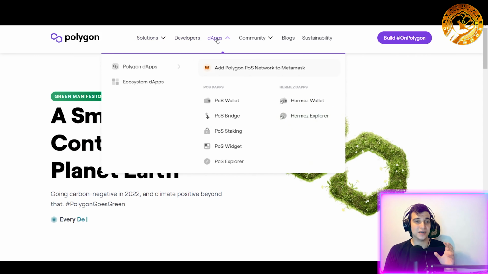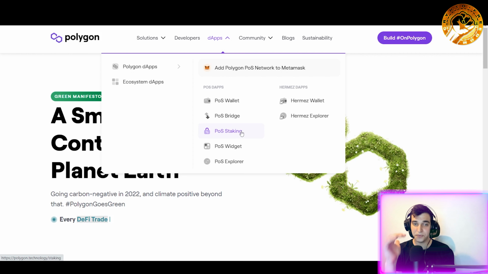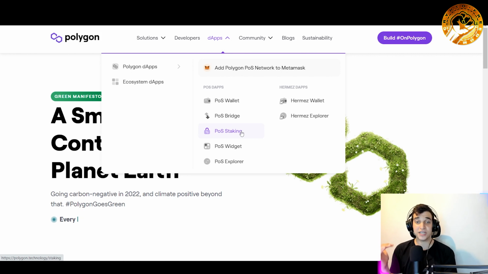Another great concept in this project is their dApps. If you click on their dApps, you will see that they have a lot of POS dApps, for example the POS wallet, the POS bridge, and the POS staking. By the way, if you don't know, staking means that you can put money in and make passive income just by leaving it there. It will increase in value by a certain percentage. Sometimes it's 1% or 2%, and sometimes it can be tens and even hundreds of percent every single year.